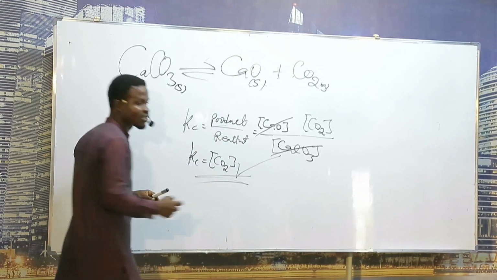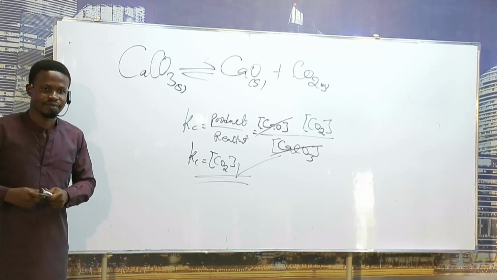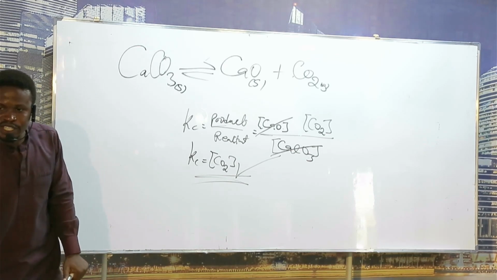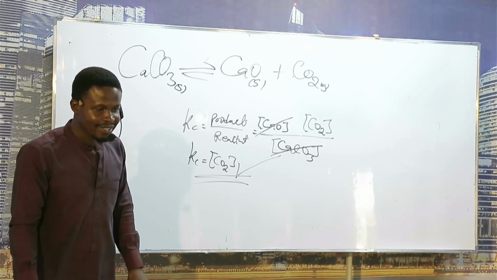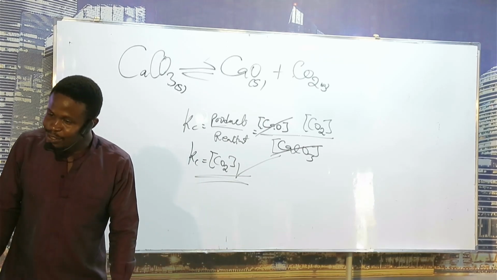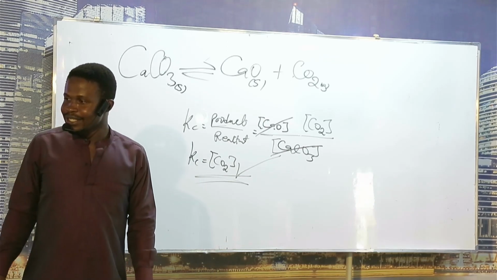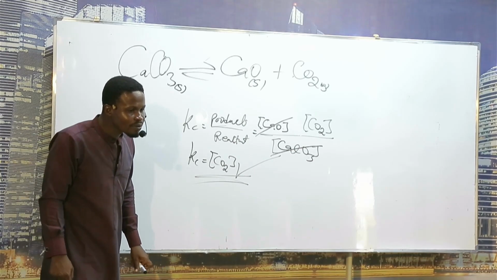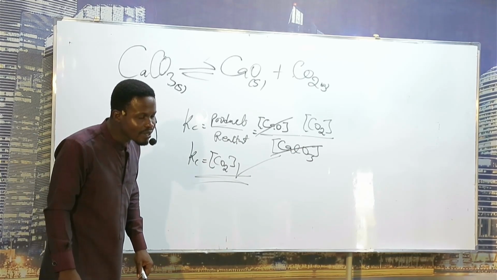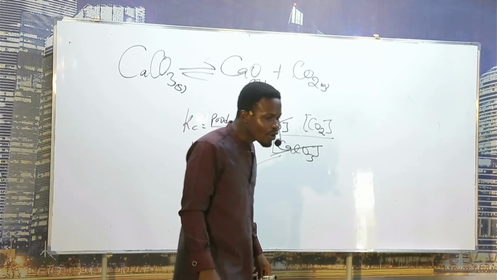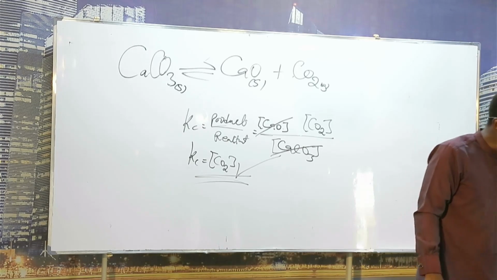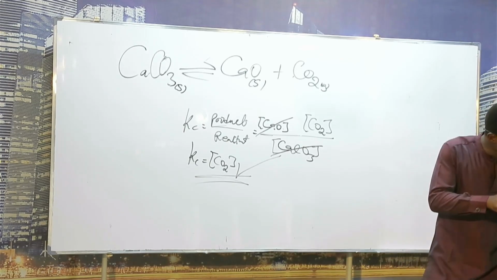A1 smash. State the law of mass action. One, two, ready, go. The law of mass action, that is what we explain. The rate of the reaction is proportional to the concentration of the active species involved.